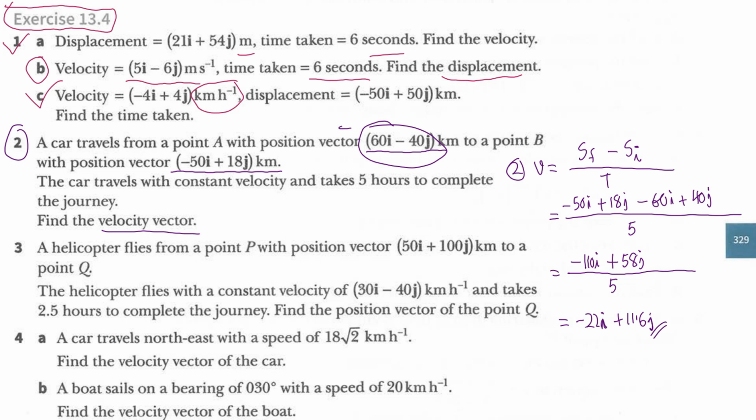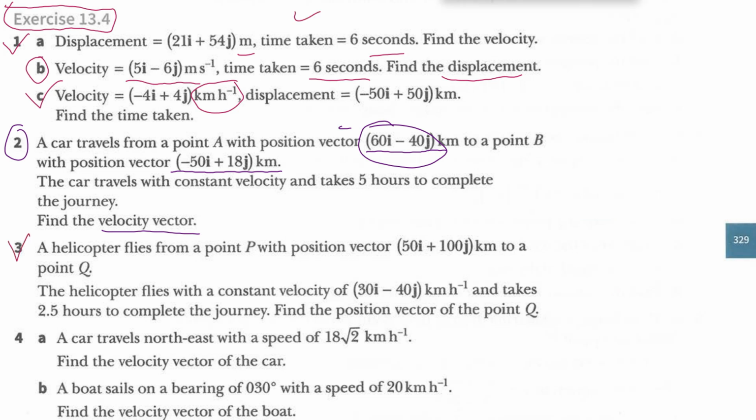Similar type questions are in question number 3, so let's move to question number 3 now. A helicopter flies from a point P with a given position vector to a point Q, flying with the constant velocity given, and it takes 2.5 hours to complete the journey. Find the position vector of the point Q. So how to do that? Actually, we have to do it this way.